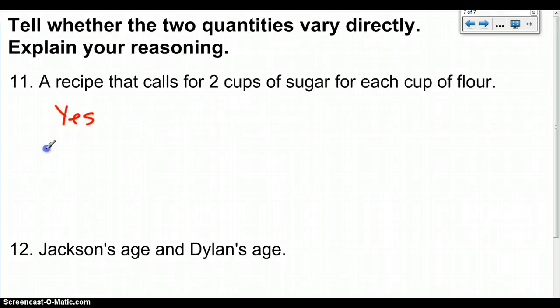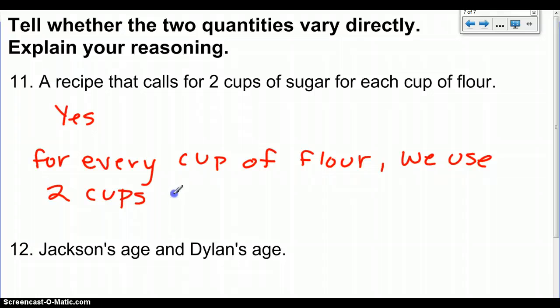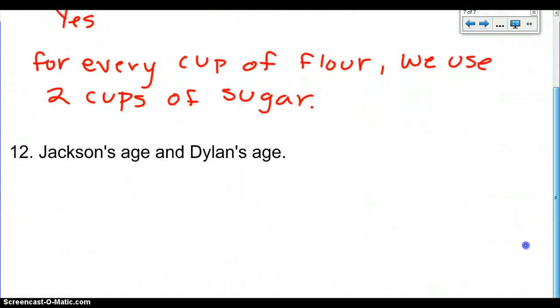And for our reasoning, we can say for every cup of flour, we use 2 cups of sugar. Hopefully you guys understood that. Let's do number 12 and see if we can figure that one out.